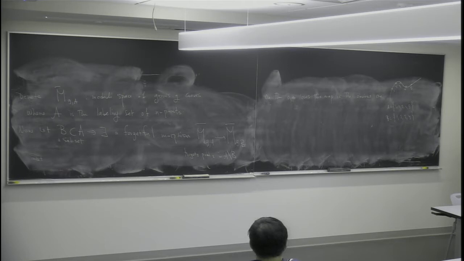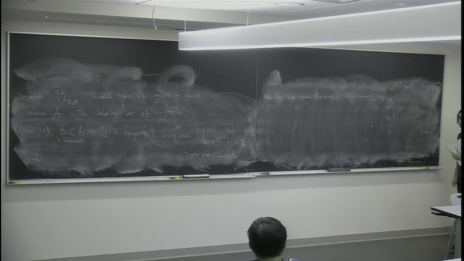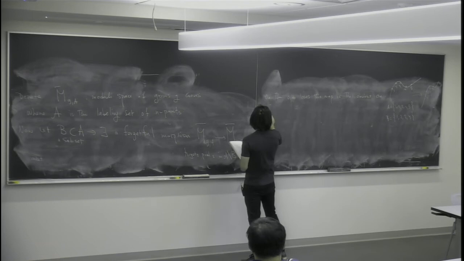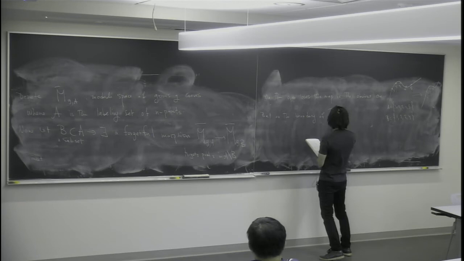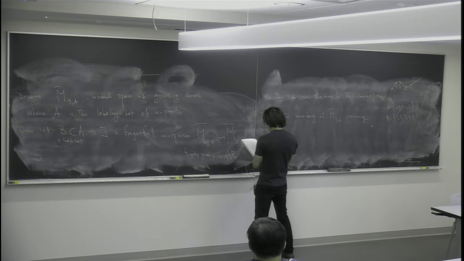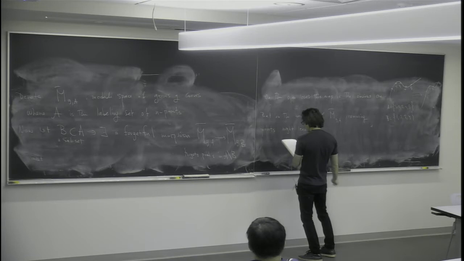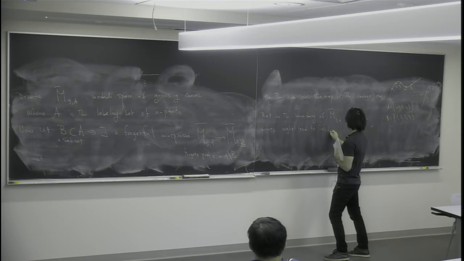But on the boundary of M bar, for instance, on the boundary, removing points might lead to instability. Instability or unstability? Instability. So for instance, let's look at the map, forgetful map pi, like how I said it there.